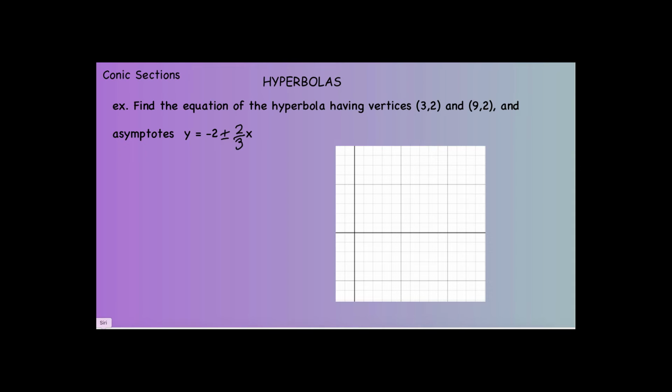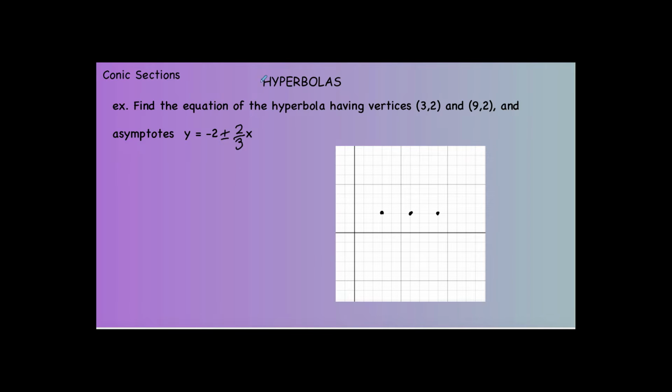Another example. This time I'm given the equations of the asymptotes and the two vertices. So first I'm going to locate those vertices, (3, 2) and (9, 2). Well, if those are my vertices, my center is halfway between them. And halfway between 3 and 9 is 6. So that's the center. How are these asymptote equations going to help me?